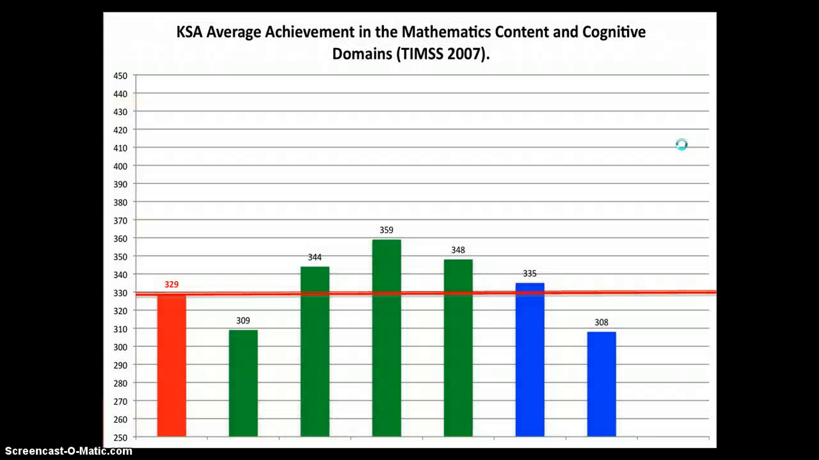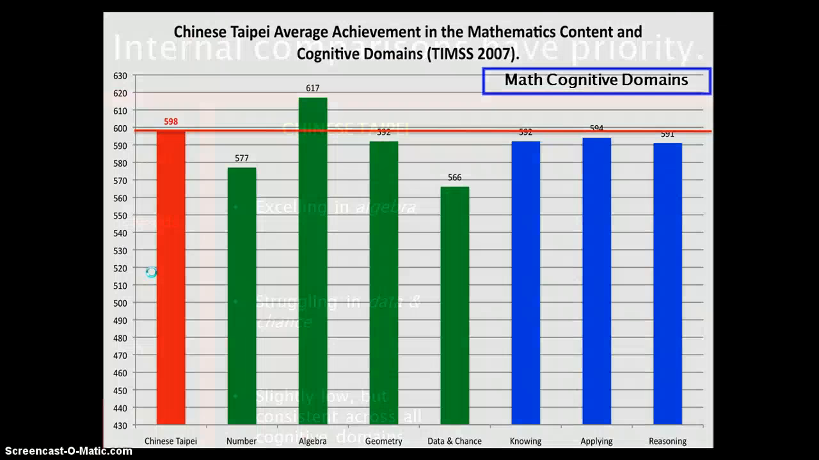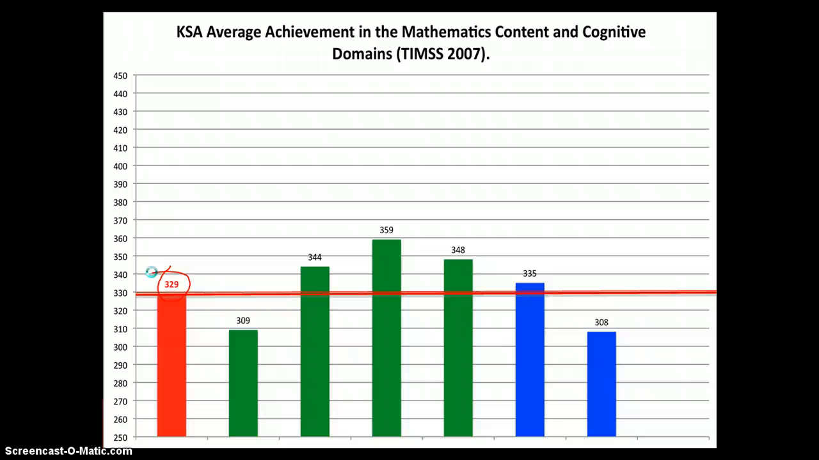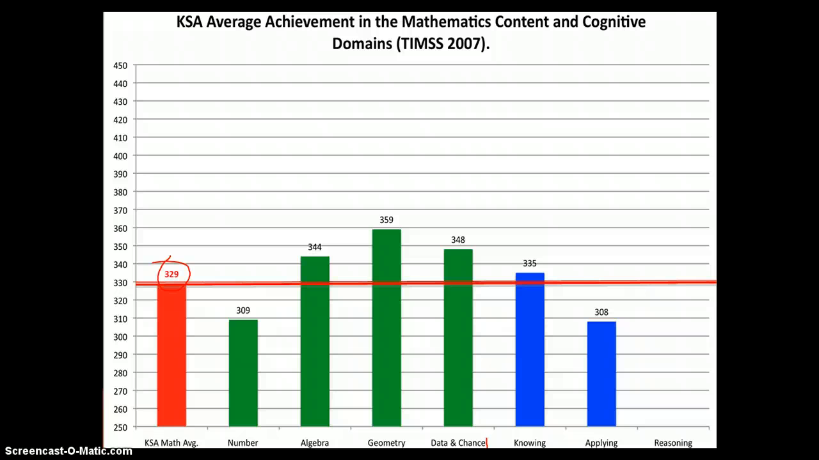Now, what if we look at Saudi Arabia for their mathematics content and cognitive domains? First of all, you'll note that the average score is significantly lower, almost half. Okay? So it's very low. Okay, we know that. But the way to think about how to use this data for development purposes is to look at strengths and weaknesses. And I'm just going to move this again so that you can see some of the information down here. So the math average.